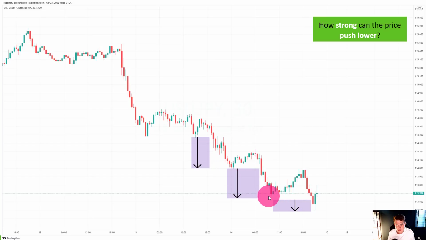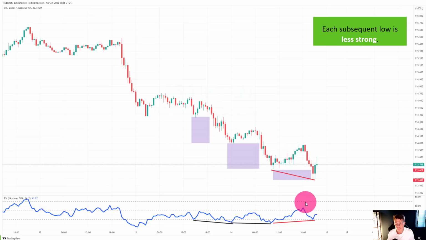But another thing we can see is that each of those boxes, the distance from one low to the next, seems to be shrinking. So that is not a good signal for a downtrend. So if you're in a short trade, you want to be very cautious here because the market is losing momentum.